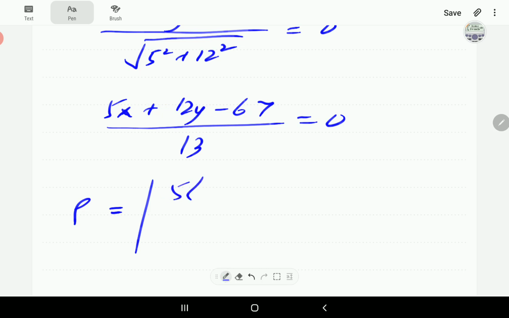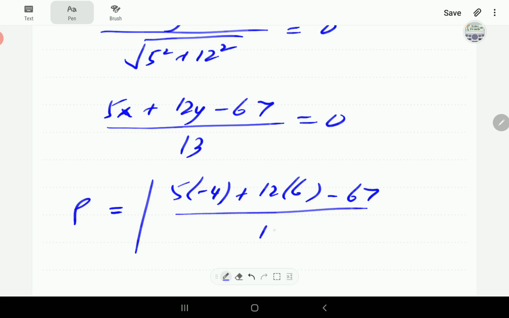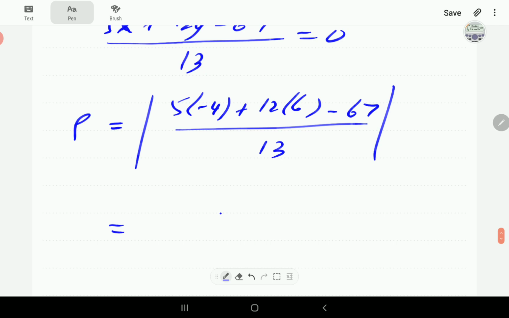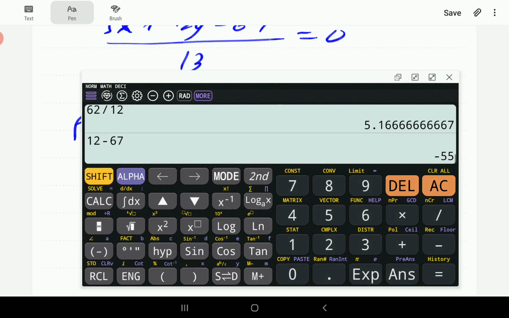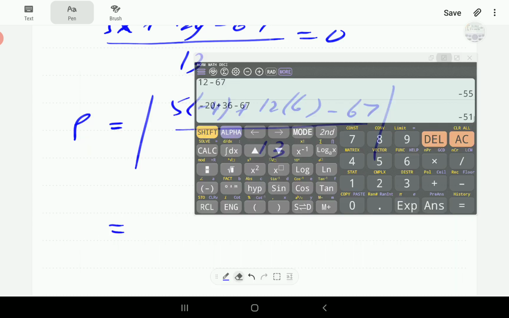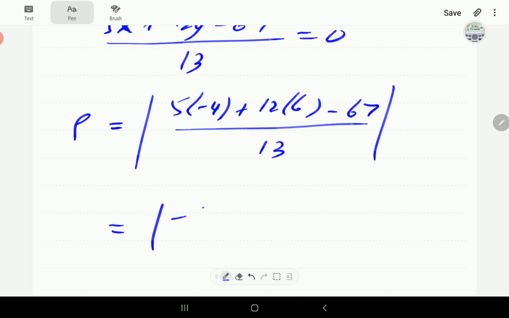It's going to be 5 times -4, plus 12 times 6, minus 67, all divided by 13. We take the absolute value here because we just want the undirected distance. So that's going to be -20 + 36 - 67, which is -51, so that's going to be -51/13. So this distance is 51/13.